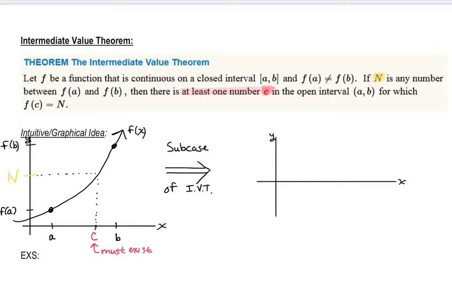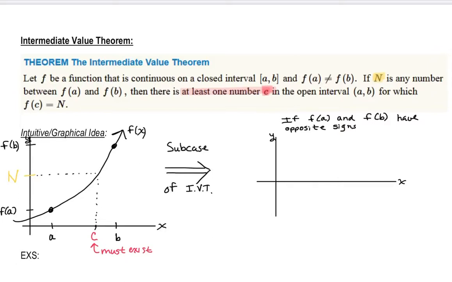And so this subcase is going to say, if we make it just a slightly different statement, if f of a and f of b have opposite signs. So the more general part of the theorem just simply says that they're not equal to each other. And so now we're going to make that into something just a shade different and say that they're of opposite signs.